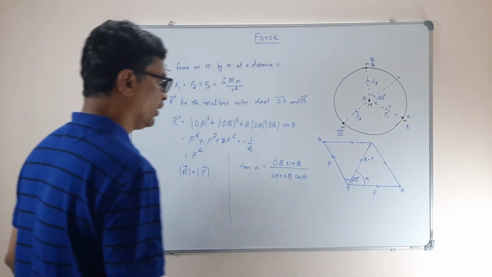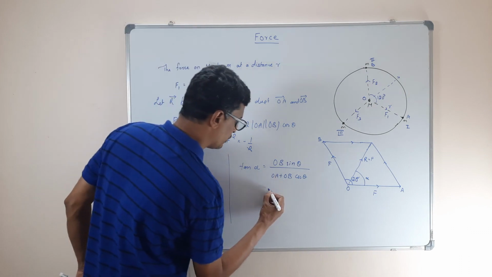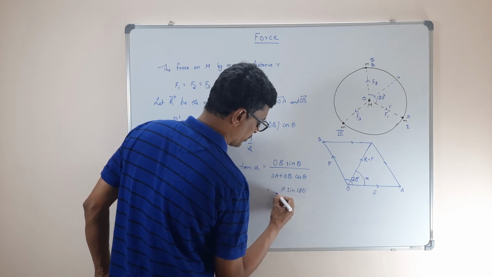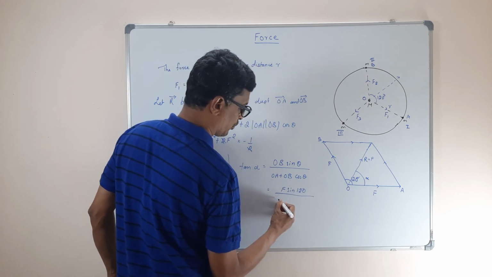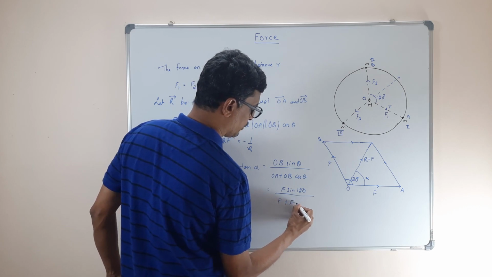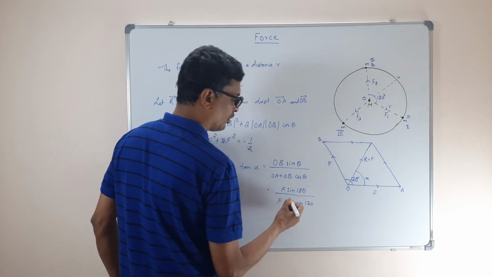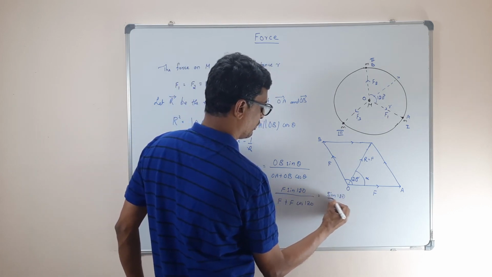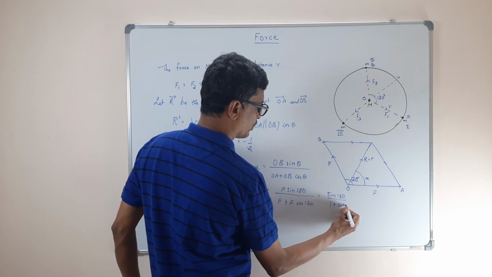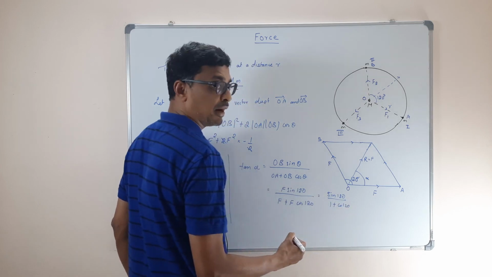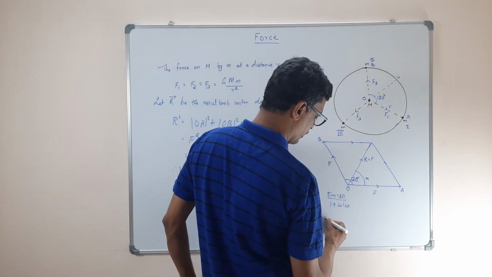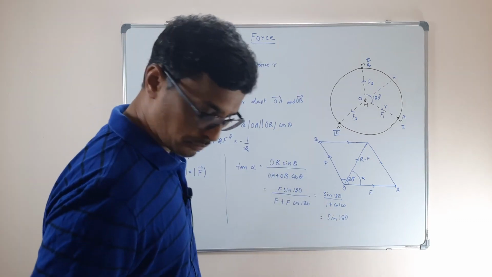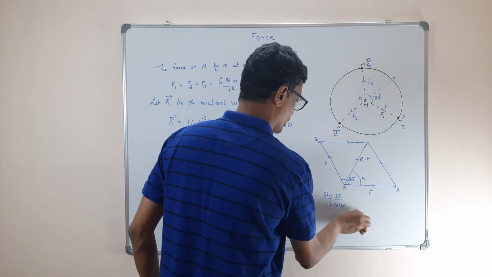Tell me, what is OB? OB is F. So F sin 120 divided by F plus F cos 120. All the F will cancel. So we are going to get sin 120 divided by 1 plus cos 120. What is cos 120? Minus half. So this is going to become plus half. What will be sin 120? Tell how much this will be.